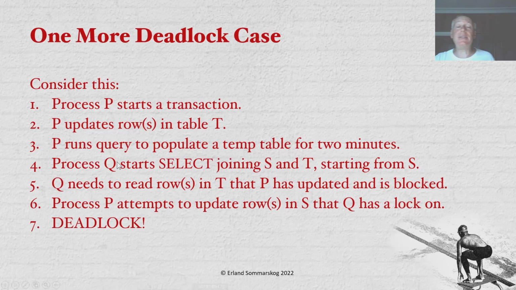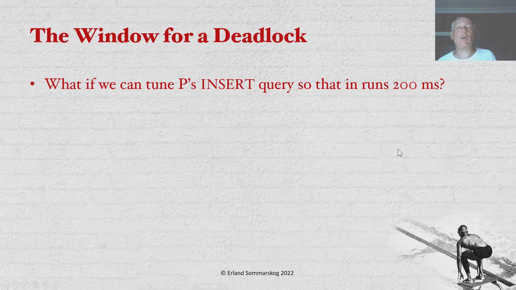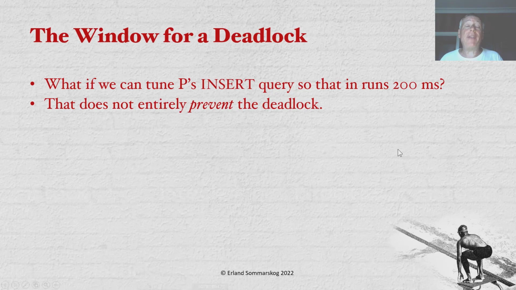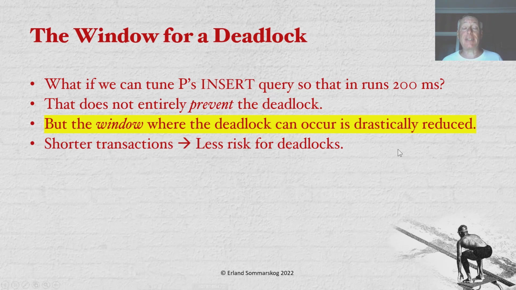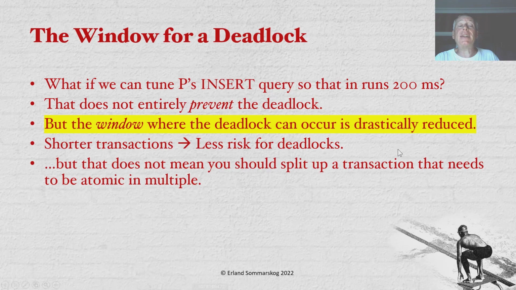So how do we deal with this deadlock? We don't know anything about the tables, we don't know anything about indexes, but doesn't this point stand out like a sore thumb? I mean, what if we could tune that insert query so that it runs at, let's say, 200 milliseconds? That would not entirely prevent the deadlock, it could still occur. But the deadlock window, instead of being this wide, is just this thin because it's drastically reduced. And that's a very important observation. The shorter your transactions are, the less is the risk for deadlock. And I mean shorter in terms of time. Not that you should split up your transactions, because if they need to be atomic, they need to be atomic and you must keep them that long. But if you can make them execute faster, that can also help to reduce the deadlock.